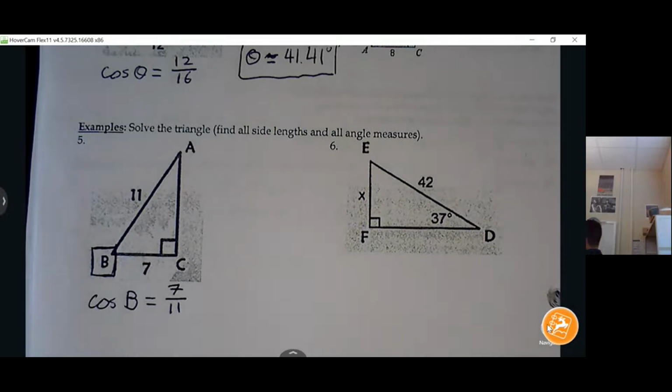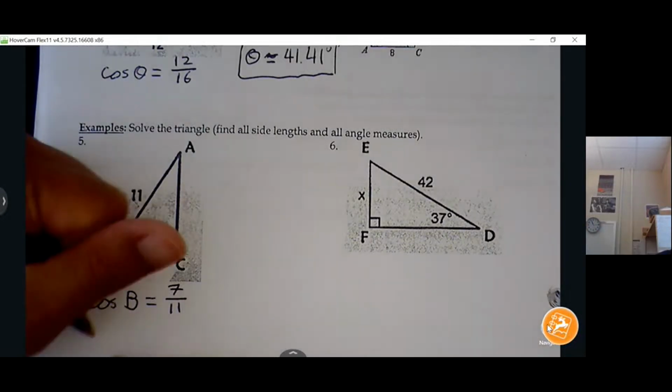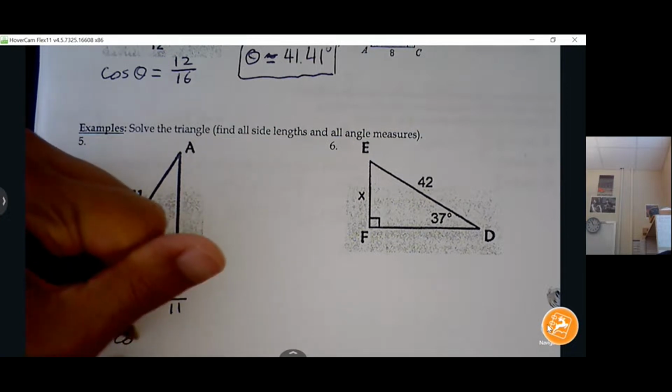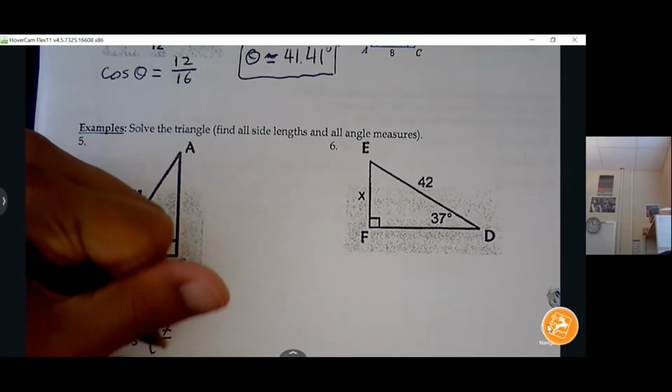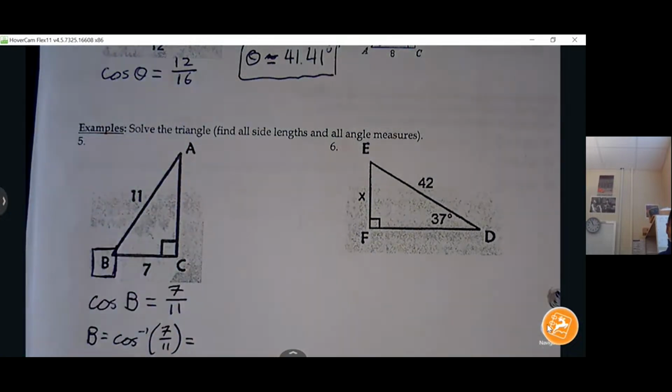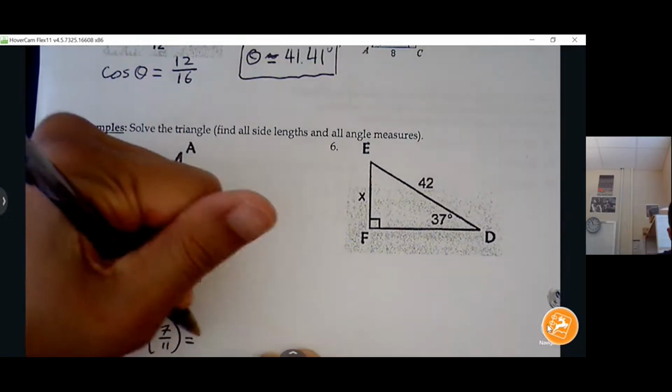Cosine of B equals 7 over 11. I have to do inverse, right? Cross multiplying is not going to get us there. That angle B is stuck inside cosine. We've got to release that angle B away from that trig. Okay, what did you guys get for angle B? Okay, 80.48.